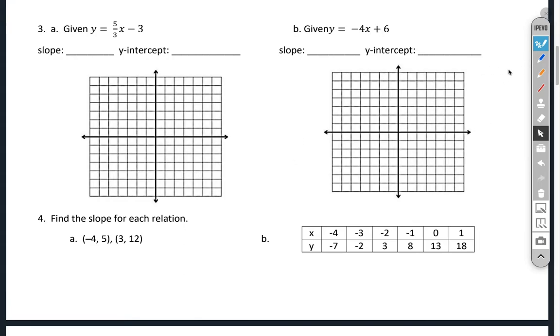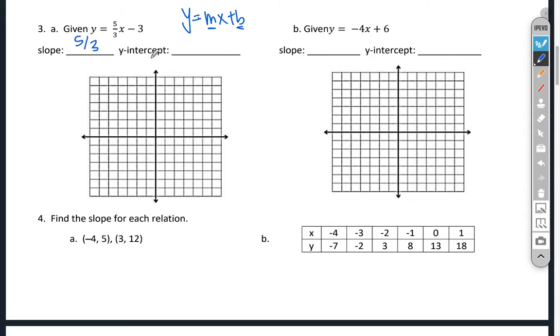All right, now we've got some graphs to look at. So it says given y equals 5/3 x minus 3. Remember, please never ever forget this equation as long as you're in algebra. mx plus b, right? We know that m is our slope. We know that b is our y-intercept. So it already gives you those things, and we can pull from this formula what is what. So our slope is going to be 5/3.